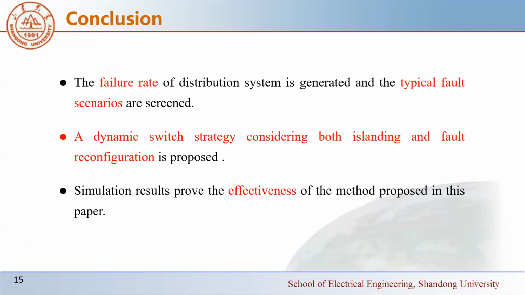The last part is conclusion. Firstly, the failure rate of distribution system is generated by combining typhoon modeling and vulnerability analysis, and the typical fault scenarios are screened based on the system information entropy. Secondly, a dynamic switch strategy considering both aligning and fault reconfiguration is proposed to enhance the resilience of distribution systems. Thirdly, simulation results prove the effectiveness of the method proposed in this paper.